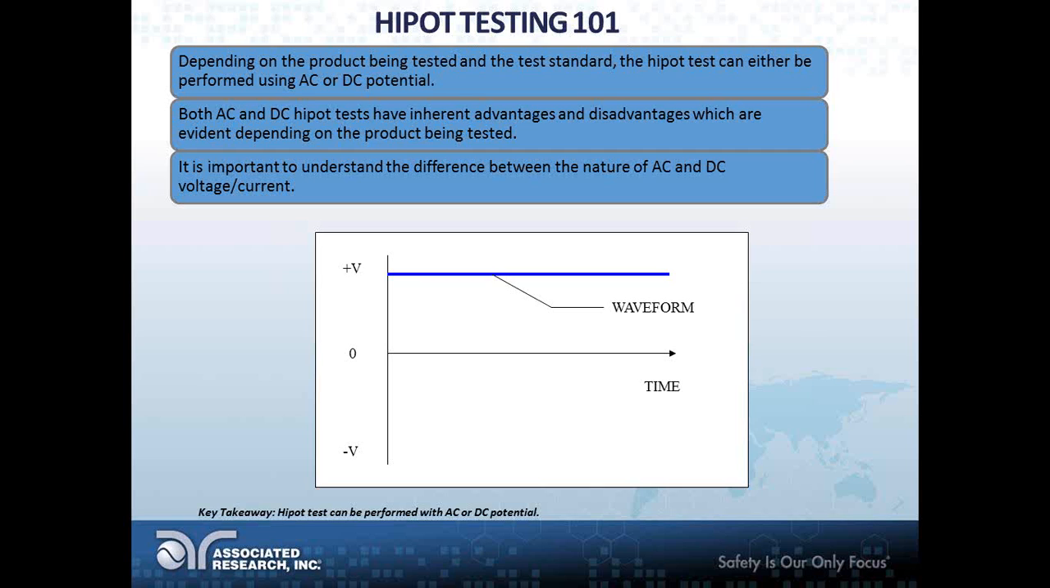If you look at the picture on this page, that's just a simple representation of a DC voltage. As we can see, it's just a straight line. It does not change in polarity, but it can change in magnitude. This could also have been a negative voltage as well, but it does not change in polarity, unlike the AC voltage.